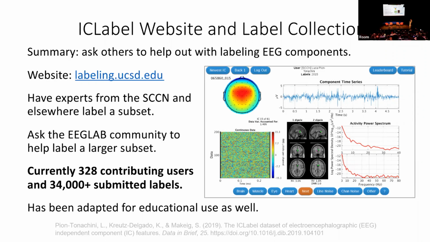And they also have a website for collecting labels, but it's also a tutorial for practicing labeling of components. So if you want to improve your skills to label brain or artifact components, you can go to this website here, and you can try it out and then see if you're correct or not in your component labeling.